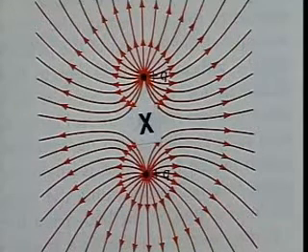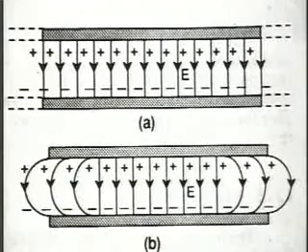called the neutral point. These are the patterns between two parallel plates. The first one is for two parallel plates which are infinite, and the other is for two parallel plates which are of finite length.